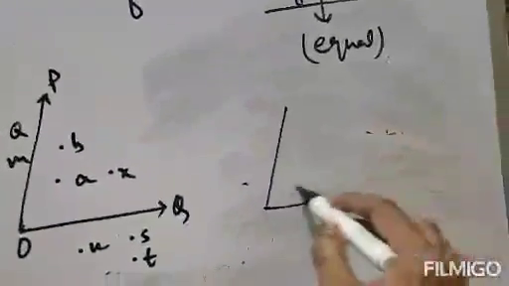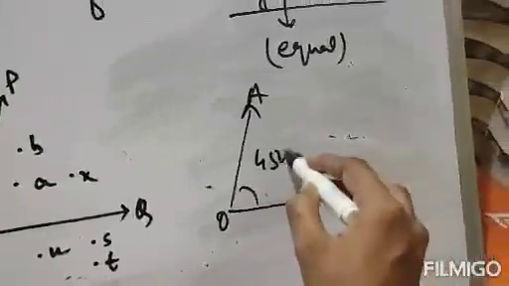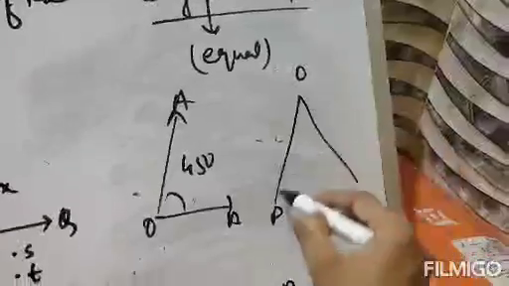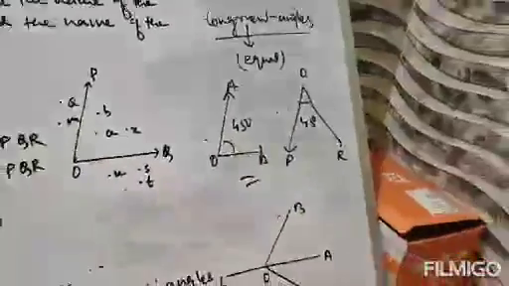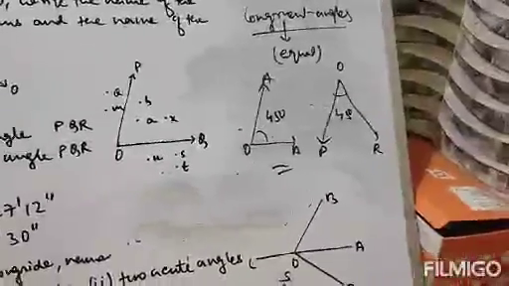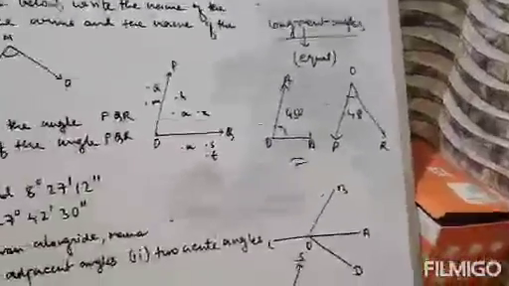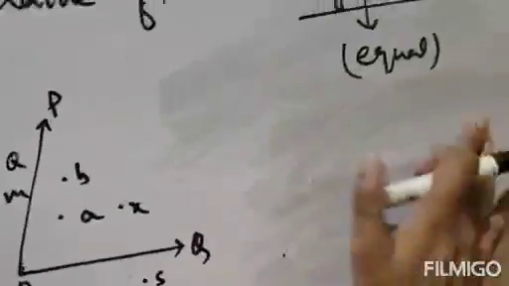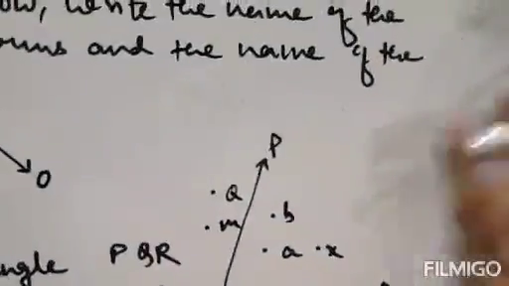Suppose this is the angle AOB. Its value is, suppose, 45 degrees, and here is another angle, suppose it is PQR. The value is also 45 degrees. They are called congruent angles because in both cases the value of the angle is 45 degrees. So two angles having the same measurement are called congruent angles or equal angles. Clear? So that's the end of the theory part.